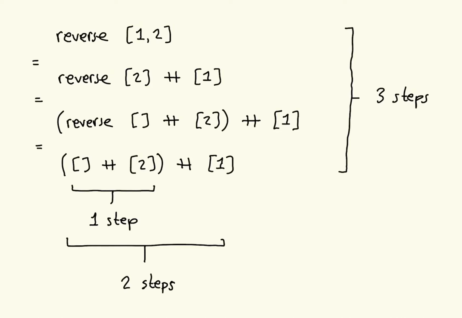So you see, for this particular example, when we're reversing a list with 2 elements, it takes 3 steps to eliminate the use of the reverse operator. So we get down to the point where all we have to do is appends, and then it took 1 step for the first append, and then 2 steps for the second append. Okay, so we can draw a very simple conclusion from this now.